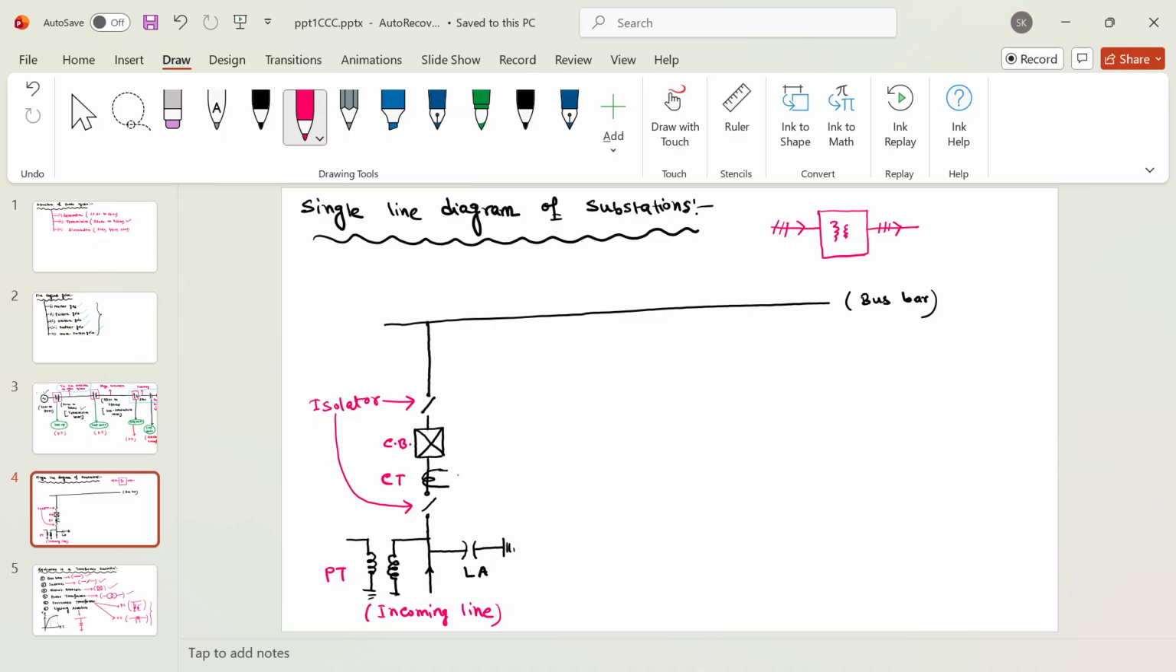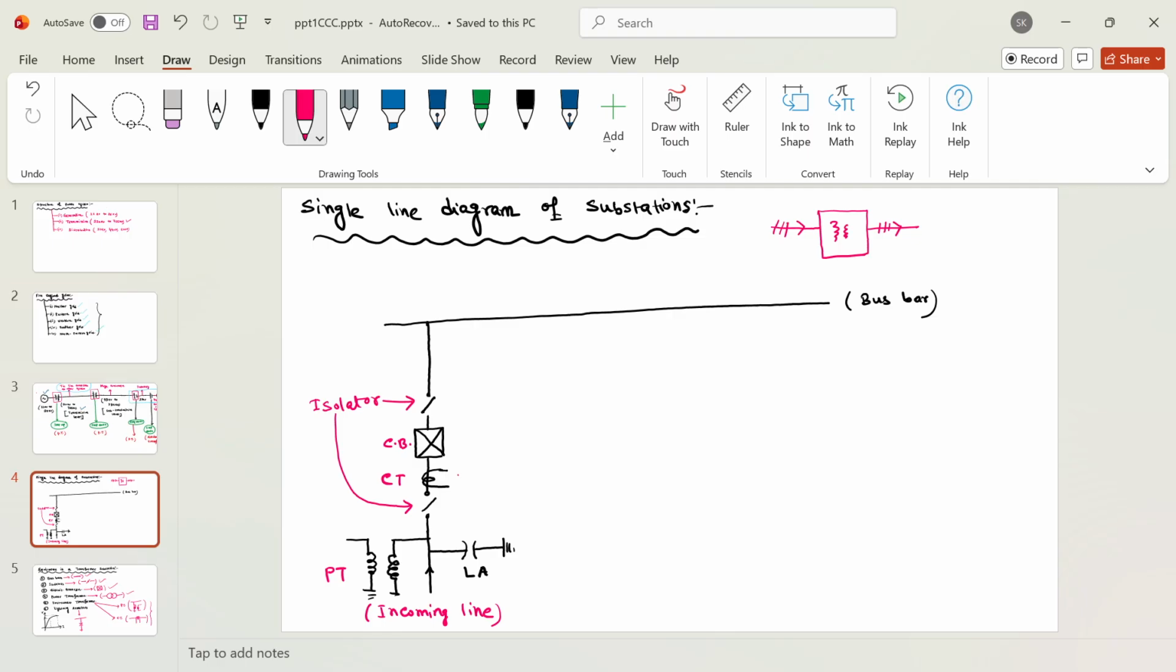One thing that you need to know is that this isolator operates at no load. That means if there is an issue, the circuit breaker will operate first. The circuit breaker will trip the line, and after that you have to manually operate the isolators to repair the circuit breaker. Once you have isolators on both sides, you can isolate the circuit breaker and repair it if there is an issue. So for that purpose you have an isolator on both sides of the circuit breaker.